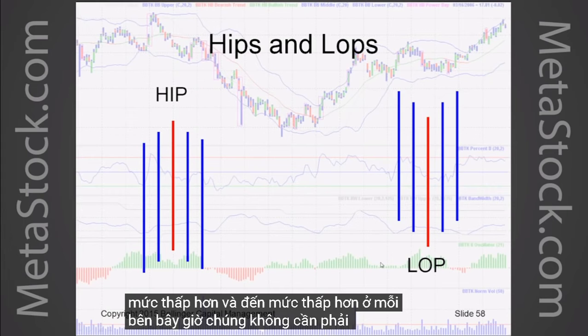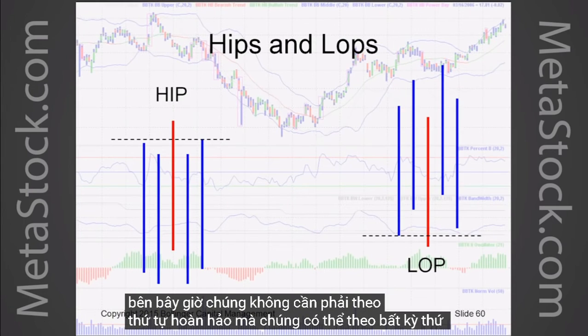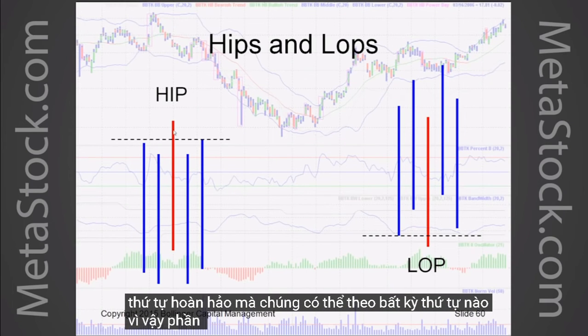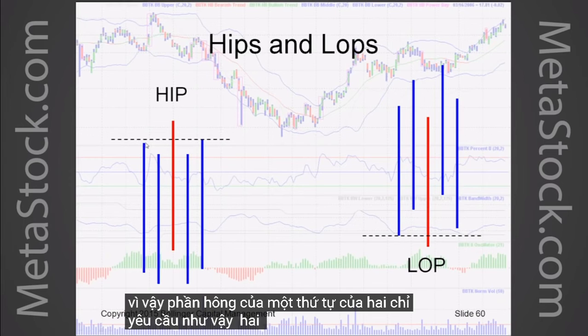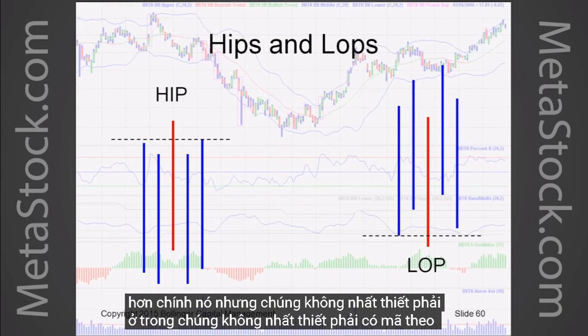Now, they don't have to be in perfect order. They can be in any order. So a hip of an order of 2 just requires that the 2 highs before it and the 2 highs after it be lower than the hip itself, but they don't have to have occurred in any order.